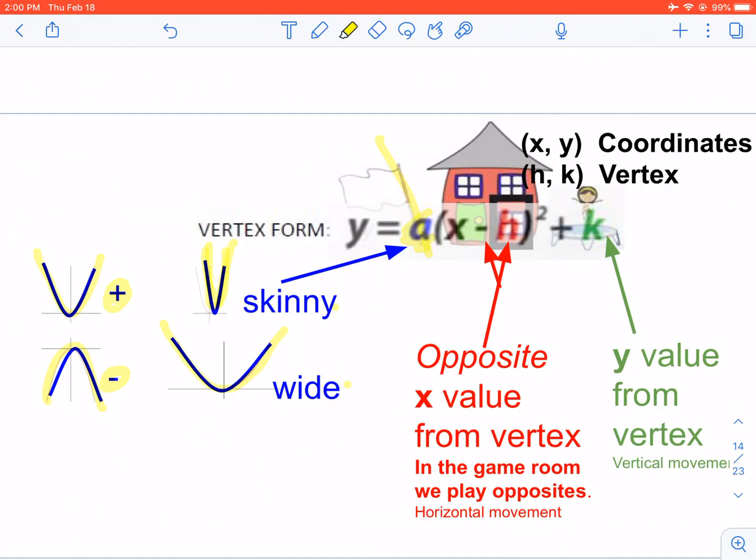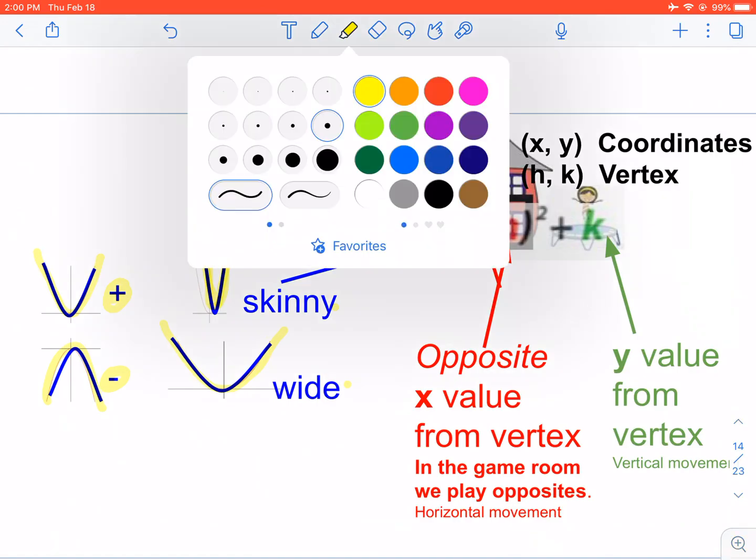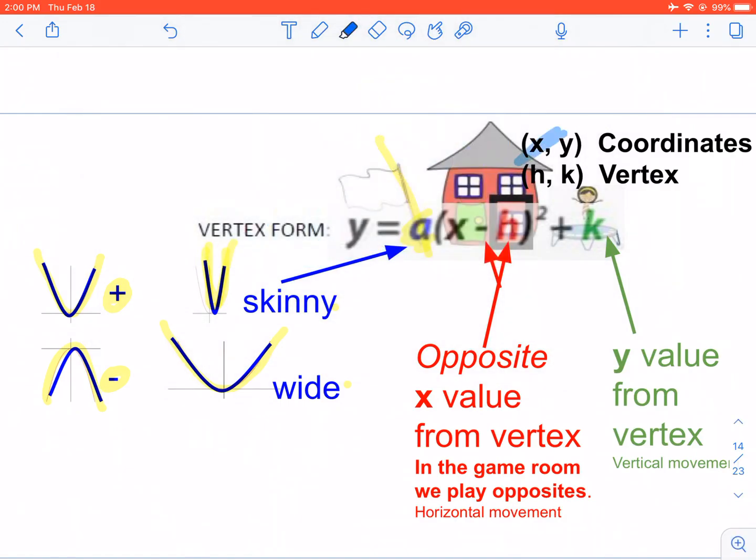In the parentheses, we have an h, and outside we have our k. So the h and the k are kind of like, up here you can see, your x and y coordinates, but this one's talking about your vertex. Remember that your vertex is your turning point of your parabola.